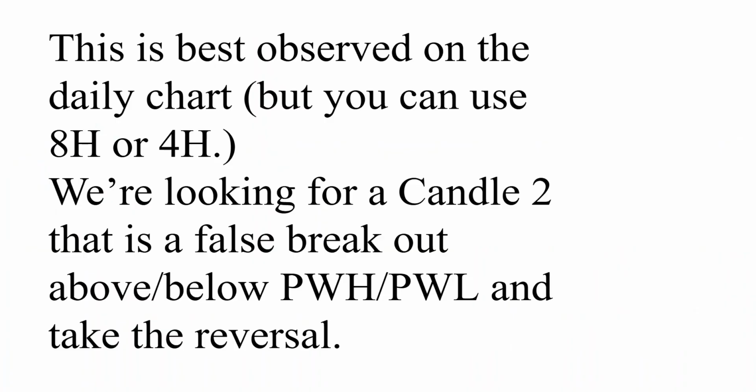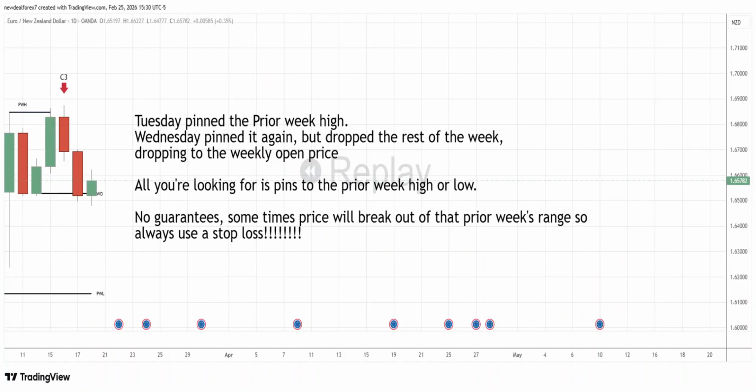Now, for the weekly range and using the smaller time frame trades, these are like trading false breakouts. So what I mean, this is best observed on the daily chart, but you can use the 8-hour or 4-hour. And all you're looking for is a candle 2 that's a false breakout above the prior week high or prior week low. Okay, and then you take the reversal off of that. So this is better seen than explained.